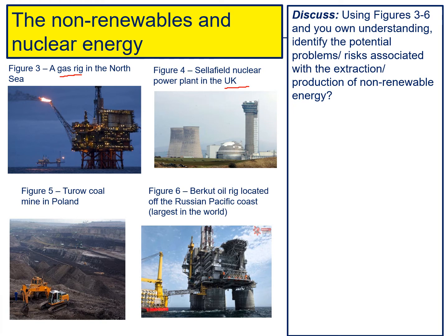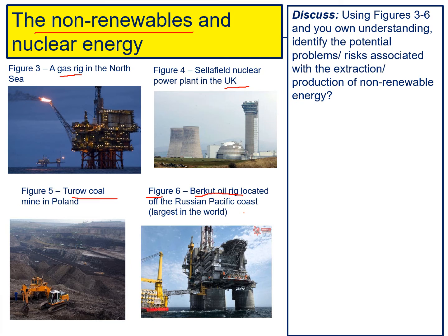Figure 5 is Turo coal mine in Poland. And figure 6 is Berkut oil rig in Russia. It's the largest one in the world. So figure 3 is gas, figure 4 is nuclear, figure 5 is coal, and figure 6 is oil. Now they are all non-renewables. Okay, so just pause the video and really have a look at those figures in detail.